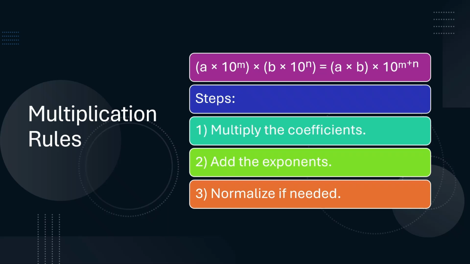Alright, so this is the standard format that we are going to follow when we multiply scientific notation. So the steps are: number 1, multiply the coefficients; number 2, add the exponents; and number 3, normalize the number if needed. Okay?